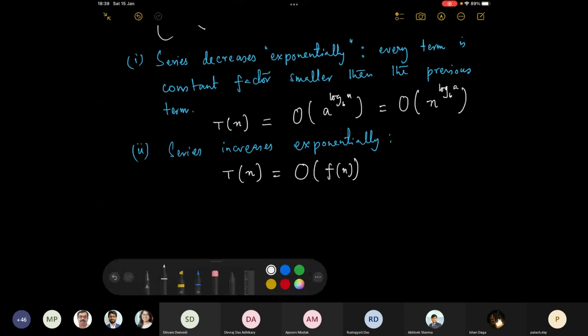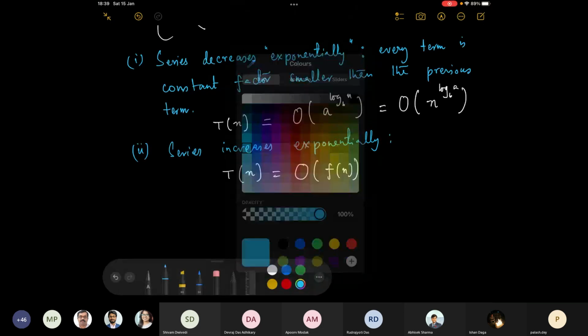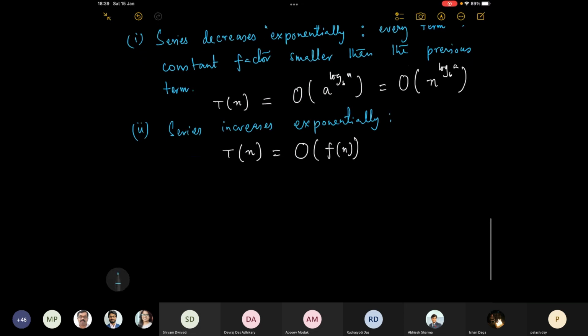Another easy case is when all terms are equal.